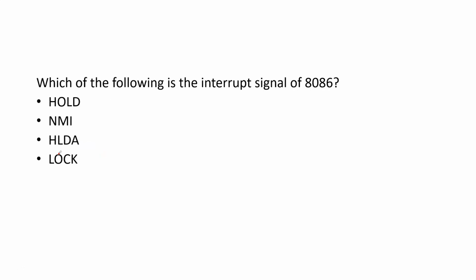And which of the following is the interrupt signal of 8086? In 8086 we have two interrupts given through pins, NMI and INTR. So the option here is NMI, non-maskable interrupt. One more interrupt is INTR.